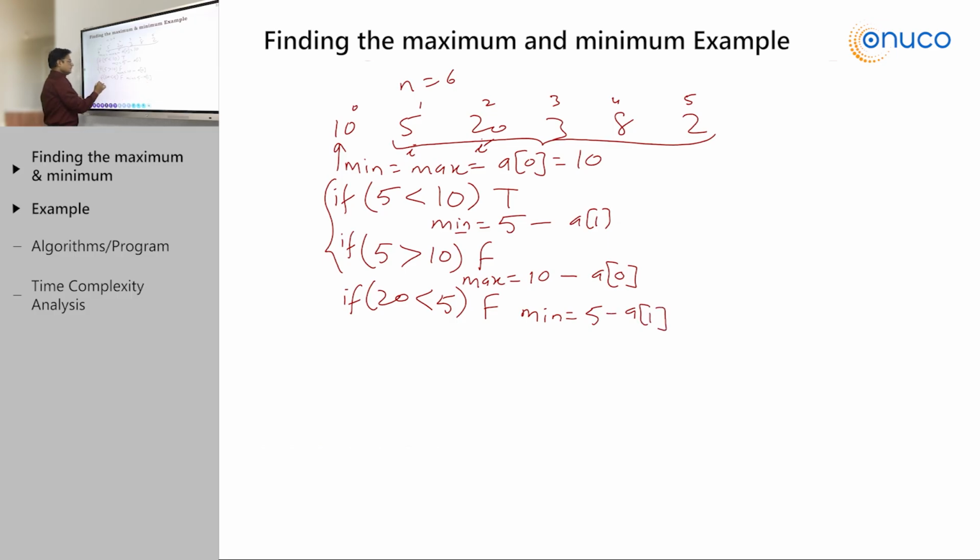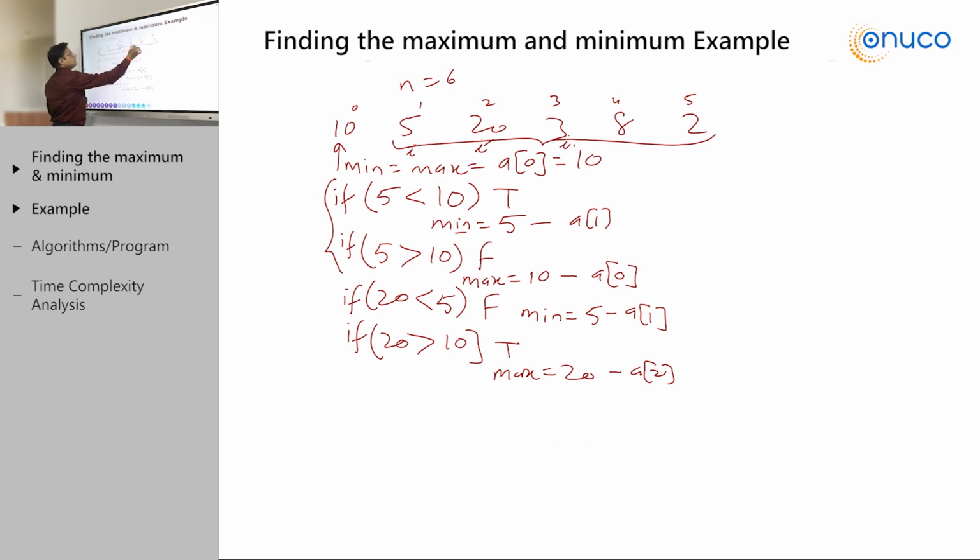Similarly, we are going to check if 20 is greater than the max element. Max was 10, that is A of 0. Then here we can see that the condition is true. If the condition is true, then you are going to update max is equal to 20, which is nothing but A of 2, right? So till here min is 5 and max is 20.